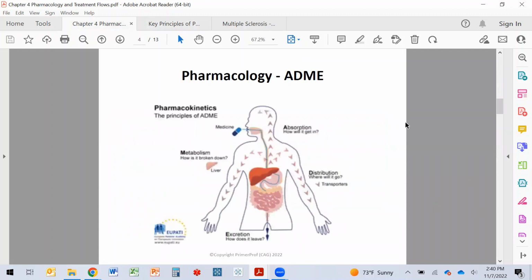So one of the key aspects that we try to understand, especially in pharmacology, is ADME, right? So it stands for absorption, how will the drug get in, distribution, metabolism, and excretion. So absorption is how it will get in, and in the next slide, we'll see various ways that drugs can get into the body. Distribution is where will the drug go within the body. Metabolism is how is it broken down by the liver, kidney, or other organ systems. And then finally, excretion, how does it leave the body?